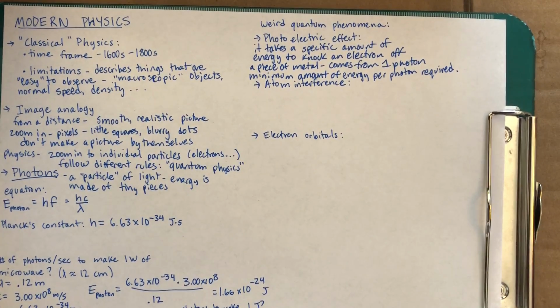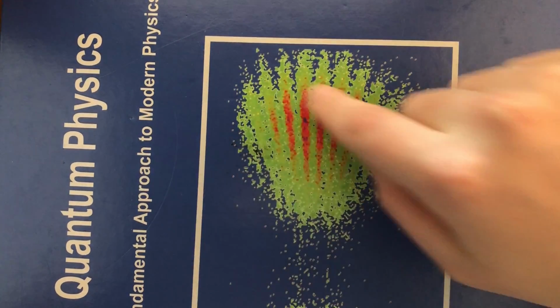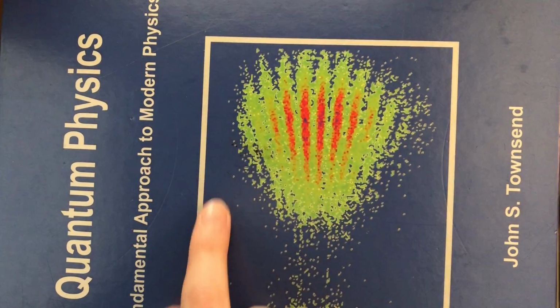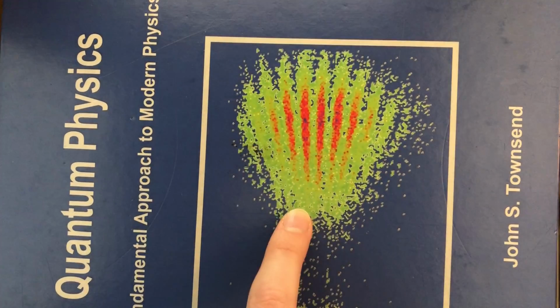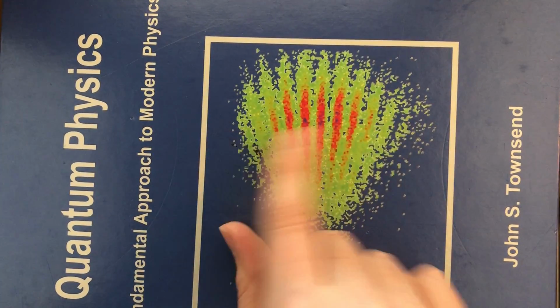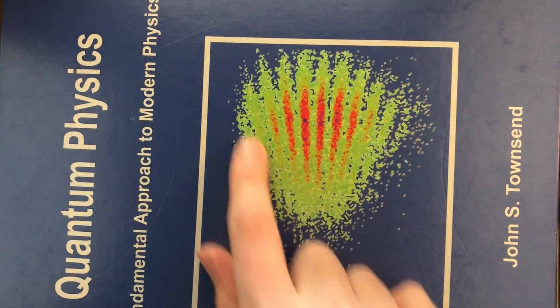So the image on the cover of this book, this right here, is a double slit interference pattern like we've been learning about. And what we talked about with light was, well, we know light is a wave because when we send it through two slits, we get this sort of interference pattern of brighter angles and darker angles. And the red parts represent where there was the most stuff detected.